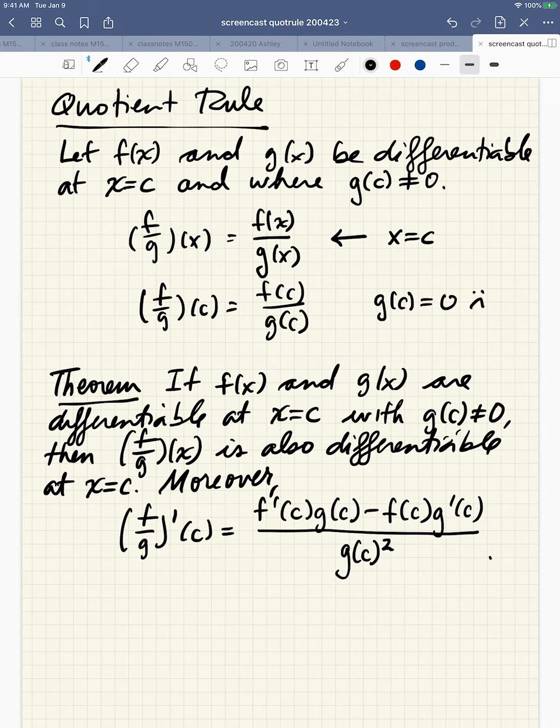All right, so this is what I'm going to do in this screencast. I'm going to prove that if f and g are differentiable at a point and g doesn't vanish there, then the quotient function is also differentiable at the point, and the formula for the quotient looks like this.